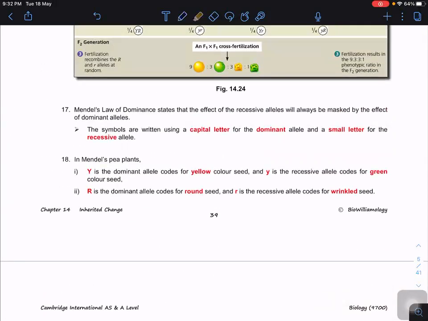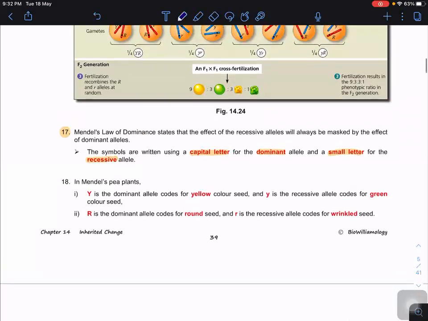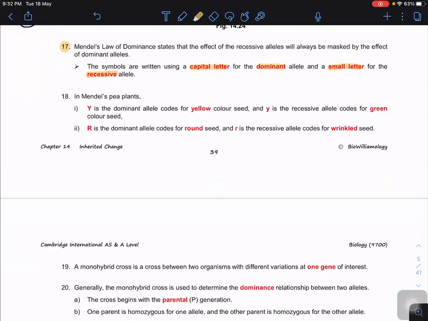There are a few very important things here, highlight number 17. When you choose a symbol in the exam, you must use a capital letter for dominant and a small letter for recessive, unless there are more than 2 alleles. If there are 2 or 3 alleles, we have no choice, we cannot use capital and small letters. Normally we write it like blood group IA, IB, IO. We use this form if there are more than 2 alleles. In this case, we use big Y as the dominant allele coding for yellow seeds. I cannot use G, because the symbol must be the same. So we use small y for the recessive allele, coding for green. Big R is the dominant allele coding for round, and small r is the recessive allele coding for wrinkled seed.